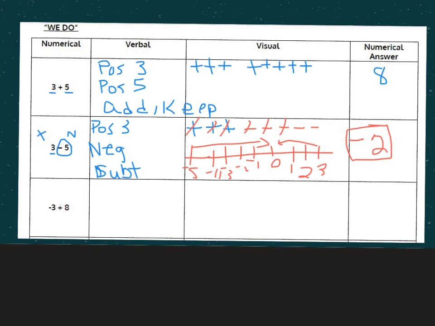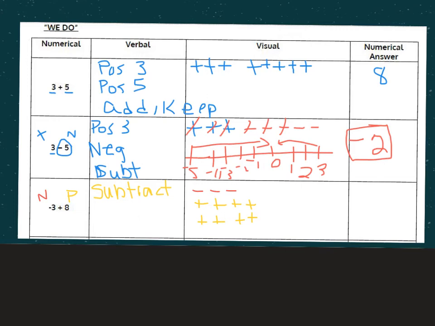Now I can see quickly that this is a negative 3 and that 8 is a positive. And once again, because they are opposite integers, I have a positive and a negative. That tells me I'm going to subtract because I can form some 0 pairs. So let me draw my negative 3. There's my negatives. And let me draw my positive 8. 1, 2, 3, 4, 5, 6, 7, 8.